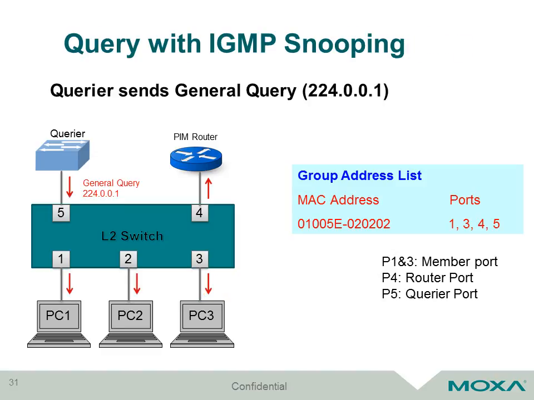As we mentioned in the previous slides, the querier will send an IGMP query message to 224.0.0.1 every 125 seconds. When the querier sends the IGMP query message to 224.0.0.1, it will send to all the ports regardless of whether a host has joined the group or not.